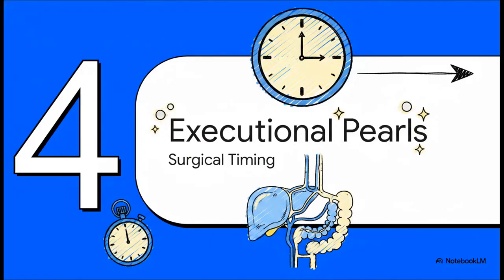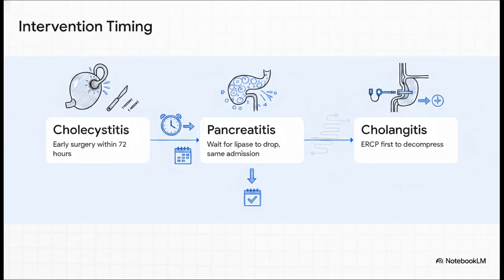Finally, Module 4, executional pearls, specifically the exact timing of the cholecystectomy. Let's close the execution gap on biliary interventions because this shows up all the time. You have got to memorize this timeline perfectly. For acute cholecystitis, the goal is an early cholecystectomy. For gallstone pancreatitis, wait for the lipase to drop and the inflammation to subside, sure, but you absolutely must operate during that same admission to prevent a fatal recurrence.